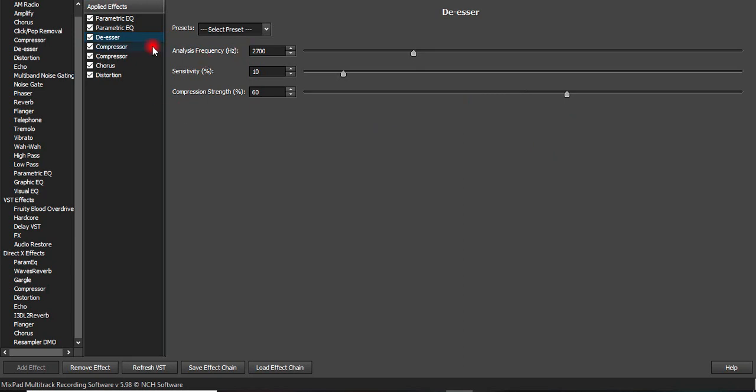Another thing: when we're talking about the deesser, we are removing those S sounds and T sounds, which have high frequencies. So this is how you remove those S and T sounds, which are very harsh.